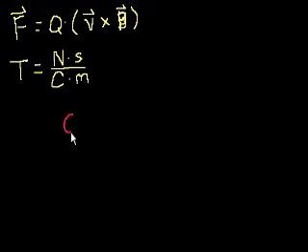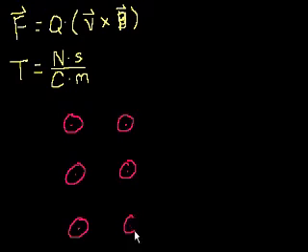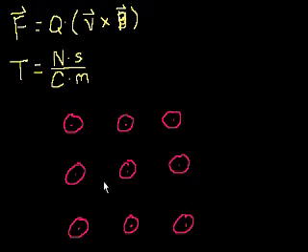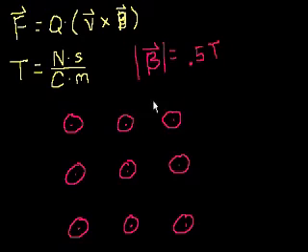So let's say I have a vector field. You can imagine a bunch of arrows popping out of the screen. I'll just draw a couple of them, just so you get the sense that it's a field. It pervades the space. So these are a bunch of arrows popping out, and the magnitude of the field, let's say it is 0.5 Teslas.